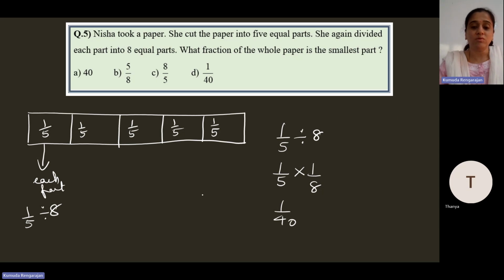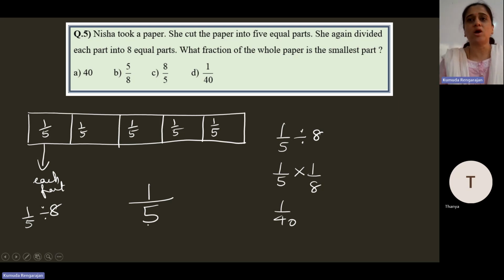Okay. Now 1 by 40. So each part, when you divide, see here. Originally, she had a piece of paper, right? So that is 1. She divides that into 5 equal parts. So each one will be 1 divided by 5. First, she has a piece of paper. That is 1, that's the whole thing. And she divides that into 5 equal parts. So each part will be that whole thing, 1, divided by 5.